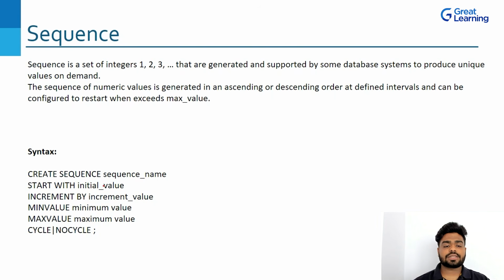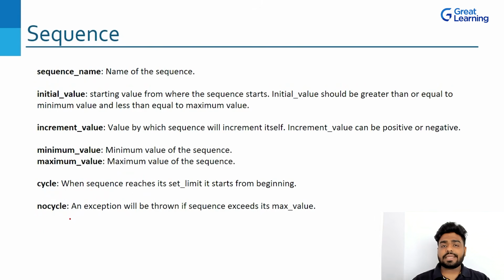Create sequence name, start with initial value, first value, whether you want it to be 0, 2, 4, 10, whatever. Increment by how much you want to increment, by a 2, by a 1. Minimum value should be how much, maximum value should be how much. Cycle, no cycle means whether the sequence of integer will repeat or not repeat. A very descriptive information about all those things.